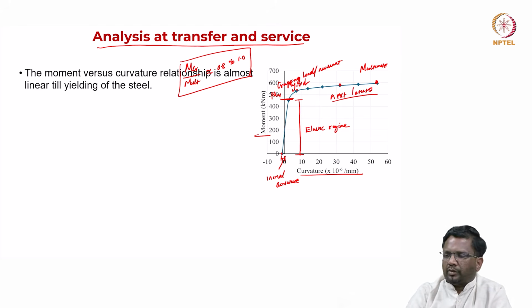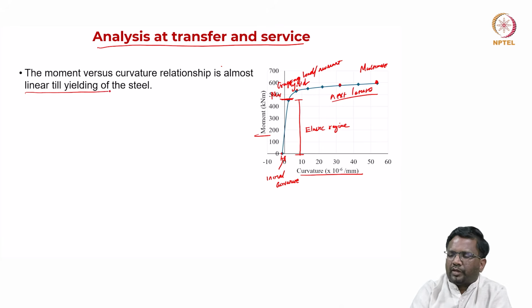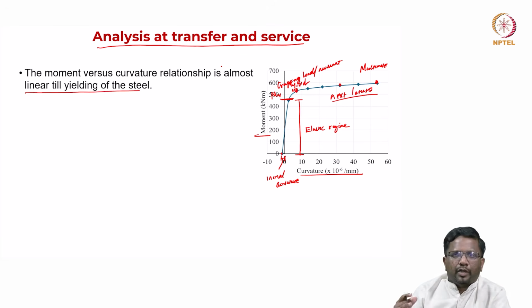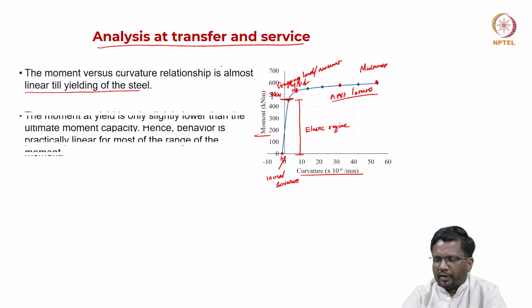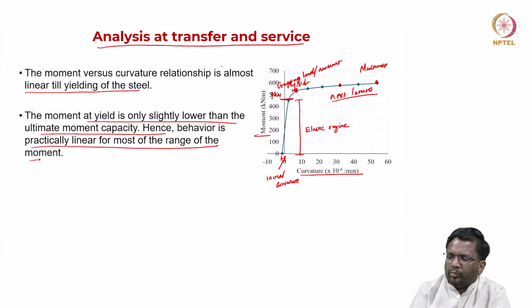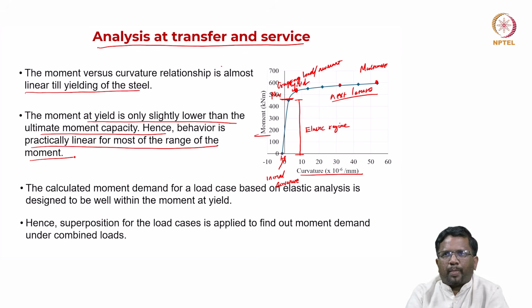Okay. So we can say that the moment versus curvature relationship is almost linear till yielding of steel. So yielding, I said somewhere here it is happening, right? So you see here, nearly close to yield, it pretty much remains linear. The moment at yield also will be slightly lower than the ultimate moment that we said, hence the behavior is practically linear for most of the range of the moment like we discussed previously.